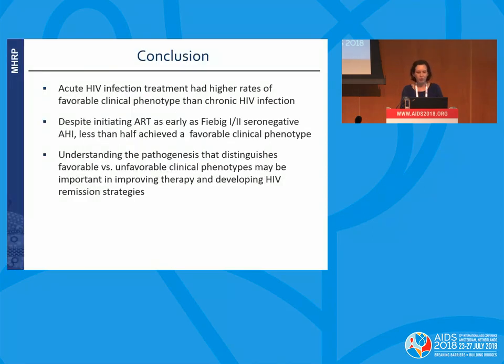So in summary, we see that when people are treated early, they have higher rates of favorable clinical phenotype, at least as defined by the study. And even when we treat so early during seronegative acute infection in Fiebig 1-2, we don't see complete immune recovery. And so this, I think, provides an opportunity to study this further. Why do some people have a favorable clinical phenotype? Why don't some? And really, this could perhaps help us in devising ways that could improve the current antiretroviral therapy. So I'll stop there. Thank you very much.